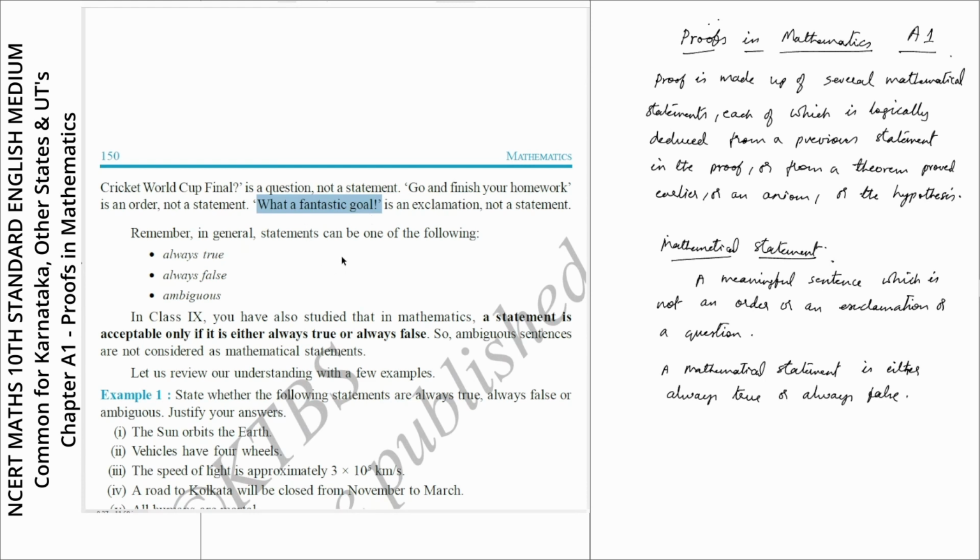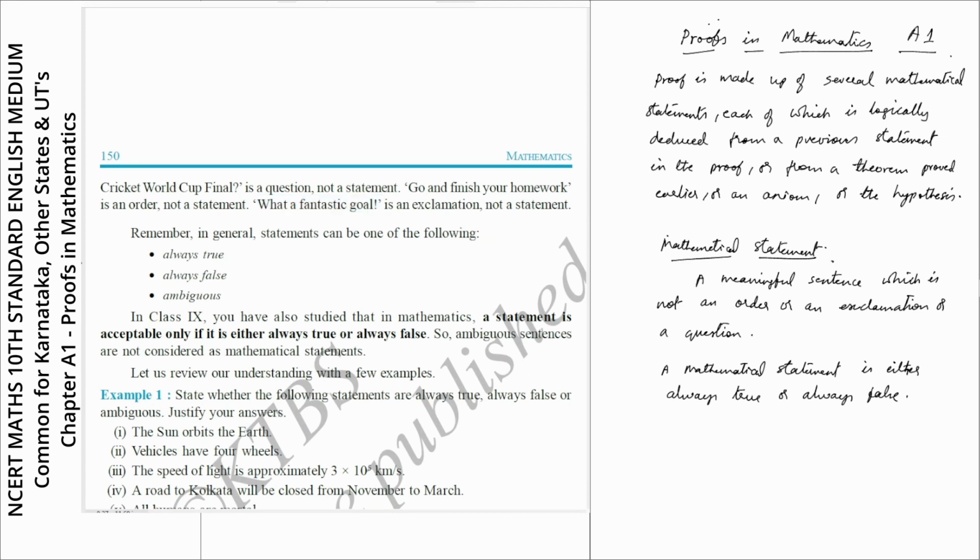A statement can be one of the following. It can always be true, or it can always be false, or it can be ambiguous. But in maths, a statement is acceptable only if it is either always true or always false. Ambiguous sentences are not considered as mathematical statements. Here you can see that ambiguous sentences are not considered as mathematical statements.